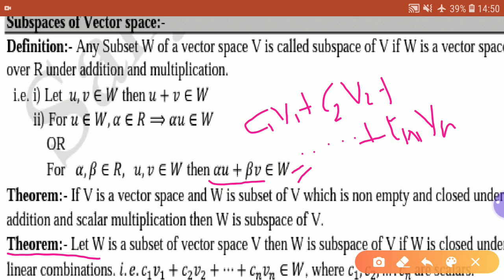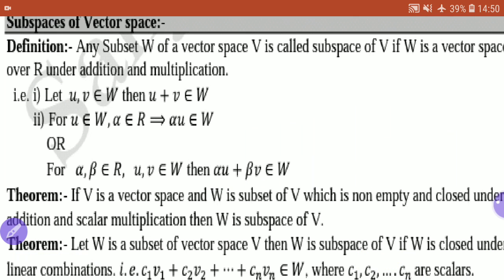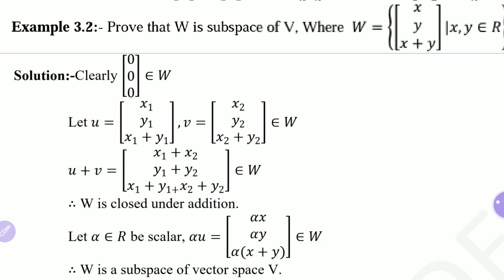Okay, now let us see some examples on subspace of a vector space. We'll solve some examples, then things will be more clear to you. This is the definition, try to understand this. Now first one: prove that W is a subspace of V for W equal to (x, y, x plus y). It is a 3 by 1 matrix, or you can say a column vector, where x and y belong to R, they are real numbers.